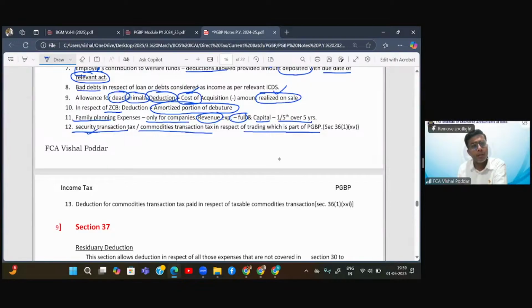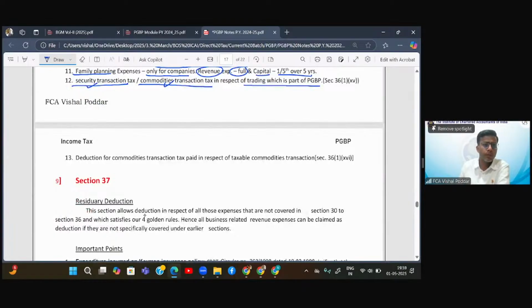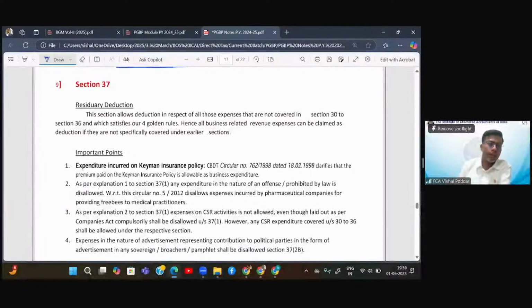It goes to capital gain because I am not into the business of trading in shares or securities. So those who are in the business of trading in shares and securities, for them, it will be PGBP head income and they will get deduction of these amounts paid. Same thing is repeated again, commodities transaction. So 36 months cover these common expenses. And then comes your last section, 37, residual.